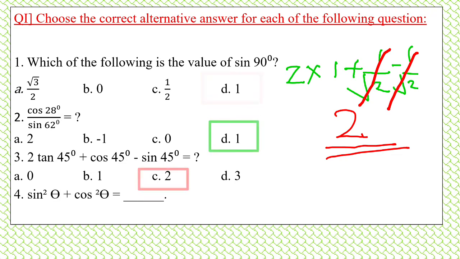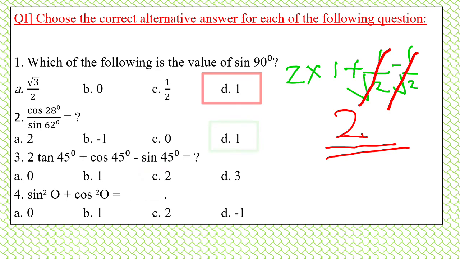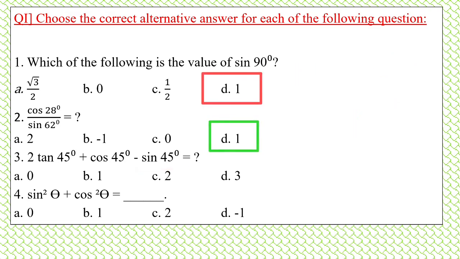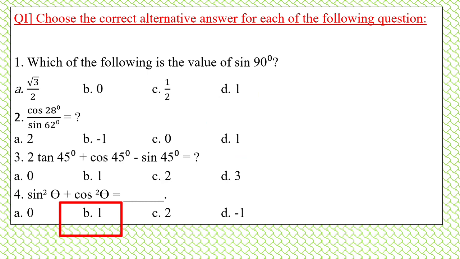Now children, the fourth one is given, sin square theta plus cos square theta equal to dash, and the options are given 0, 1, 2 and -1. As I have explained you that identity formula. The identity formula is sin square theta plus cos square theta equal to 1. So here our answer is 1.